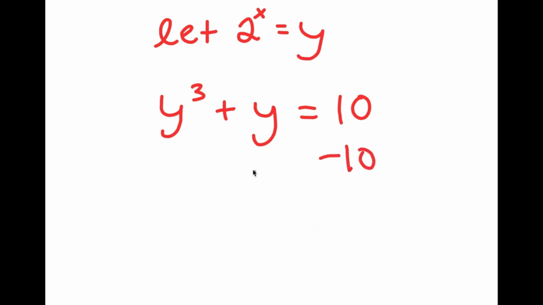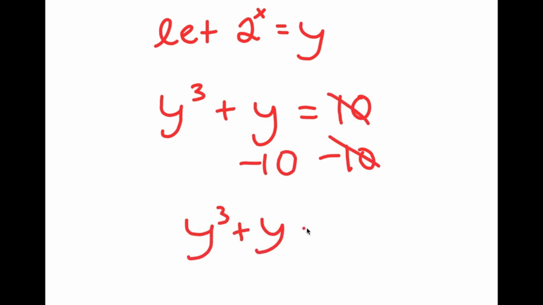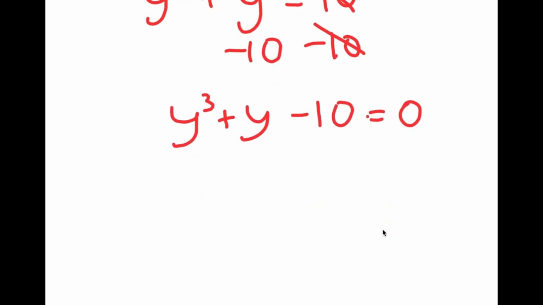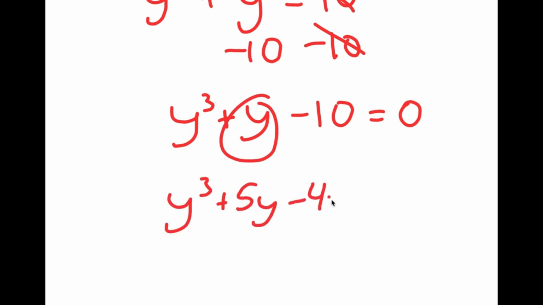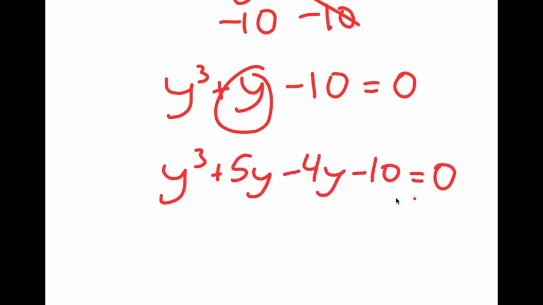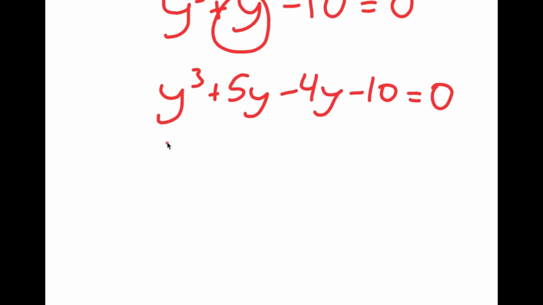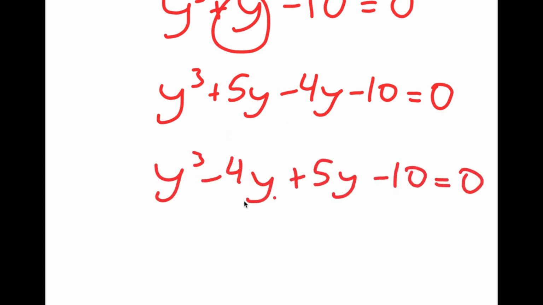Now if I subtract 10 on both sides, I get y to the power of 3 plus y minus 10 is equal to 0. And now y, I can rewrite this as 5y minus 4y. Now from here, I can factor by grouping. And before I do that, I'm going to switch the order of 5y and 4y. So I now have y to the power of 3 minus 4y plus 5y minus 10 is equal to 0.